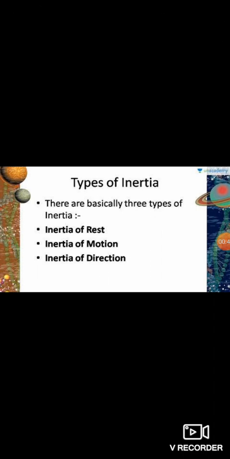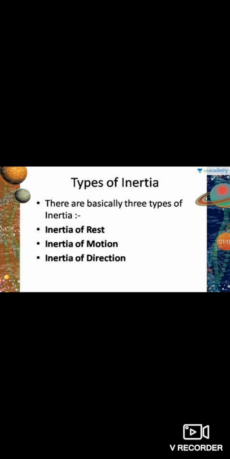If no external force is applied, the object is not going to move; it stays in a continuous state. The inability of the object to change its state of rest, its state of motion, or its direction by itself is inertia. I'll give you one example.